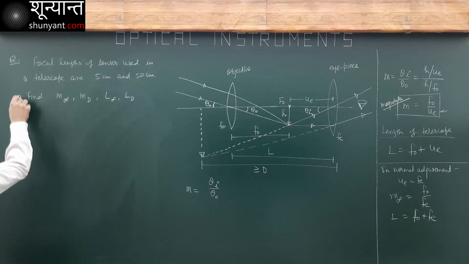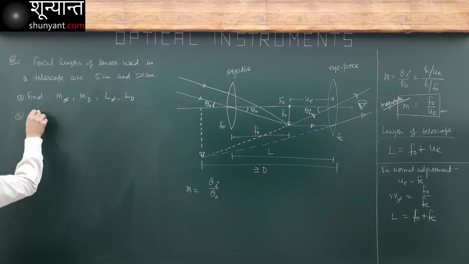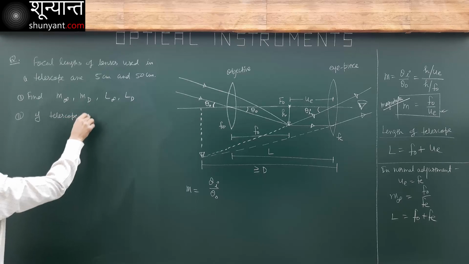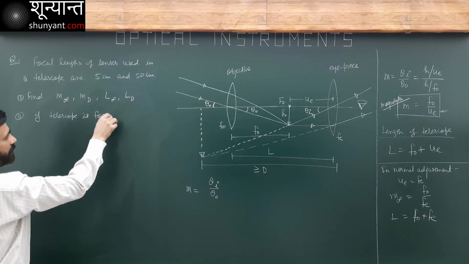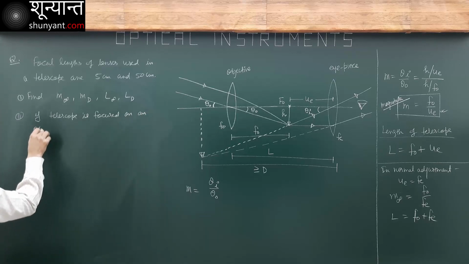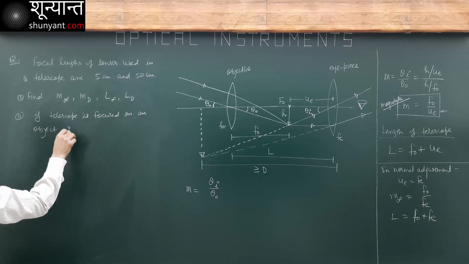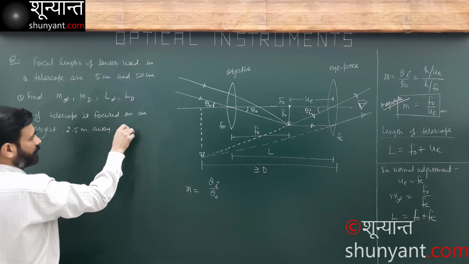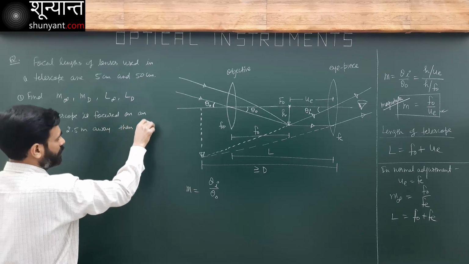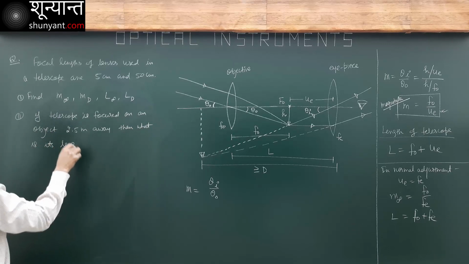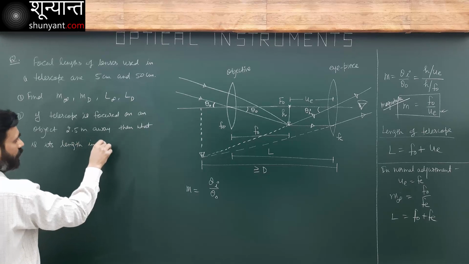First question. Second question: if the telescope is focused on an object 2.5 meter away, then what is its length in normal adjustment?